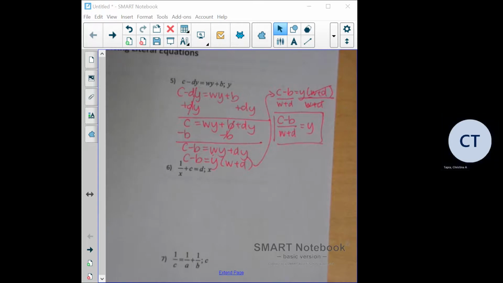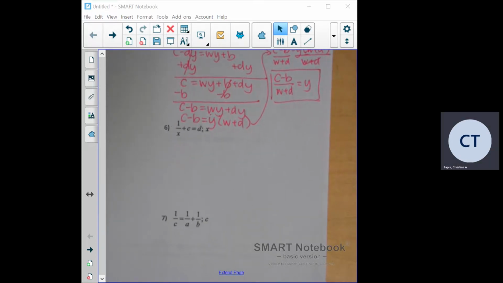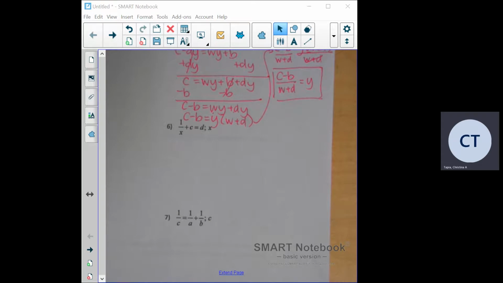All right, let's look for number 6. If I'm moving too fast, guys, remember, let me know if I'm moving too fast. For 6, we're solving for x. Okay, think of that backwards PEMDAS. We're probably going to have to add or subtract things before we need to multiply or divide.